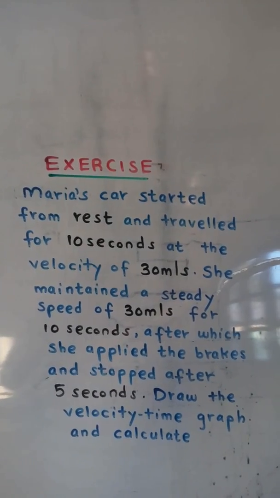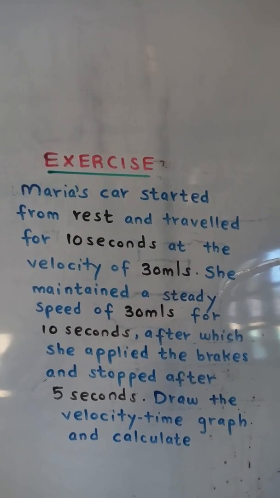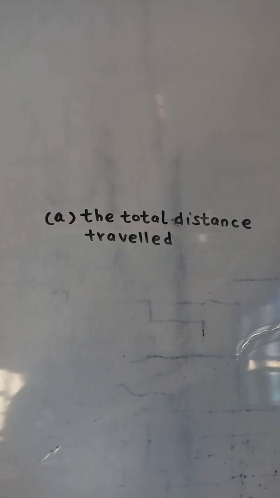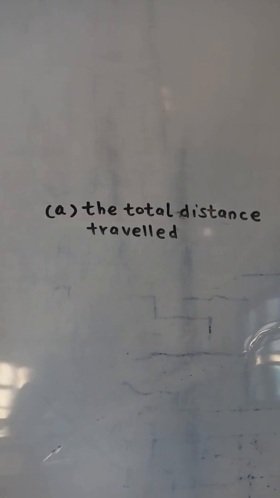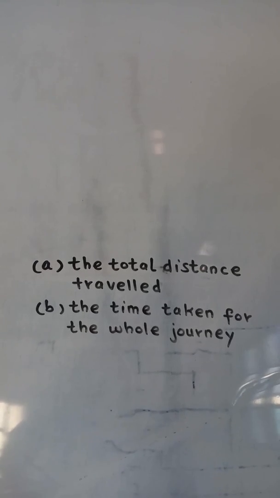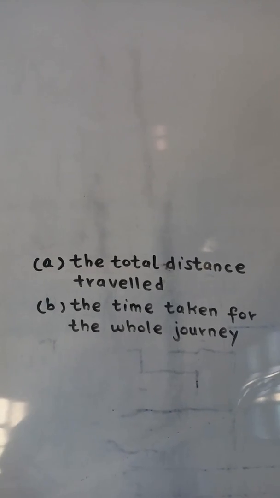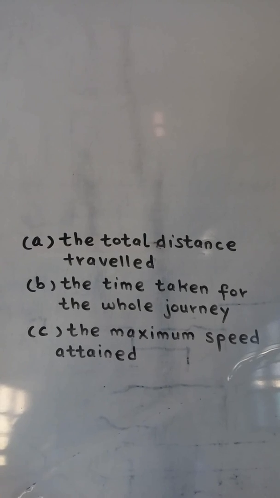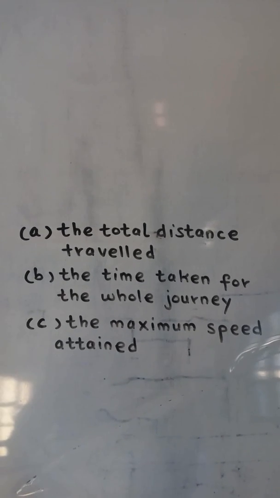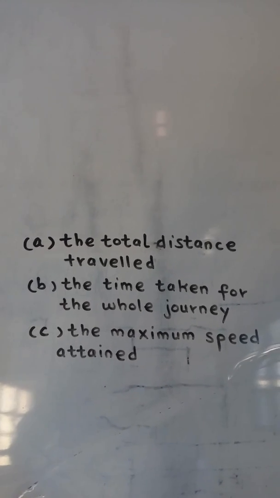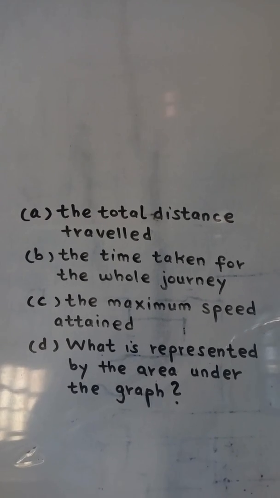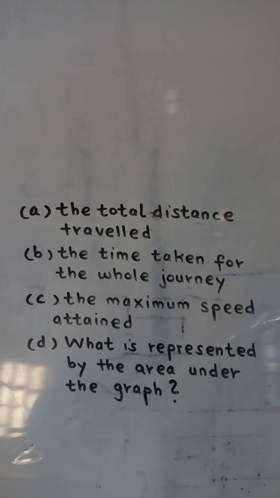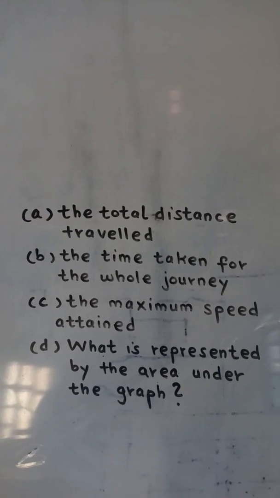Draw the velocity time graph and calculate A. The total distance traveled, B. The time taken for the whole journey, C. The maximum speed attained, D. What is represented by the area under the graph.